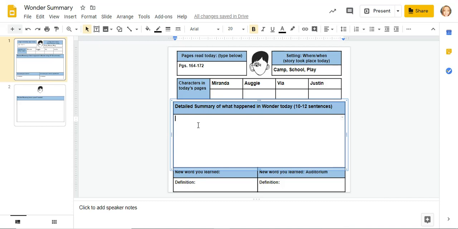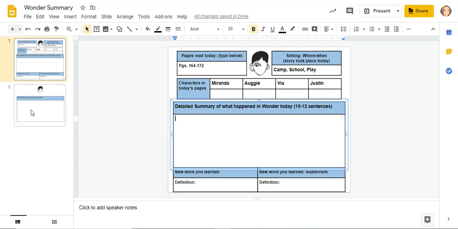You do need to have a beginning, middle, and end. Where did Miranda start off in her section of our passages today? What happened in between? Why did she do that stuff at camp? Then how was she changing in high school? I mean, you can look at your setting. What was she talking about at camp? What happened there? What was going on in school? And then what happened at the play and at the end? Beginning, middle, and end, shorter version, 10 to 12 sentences.